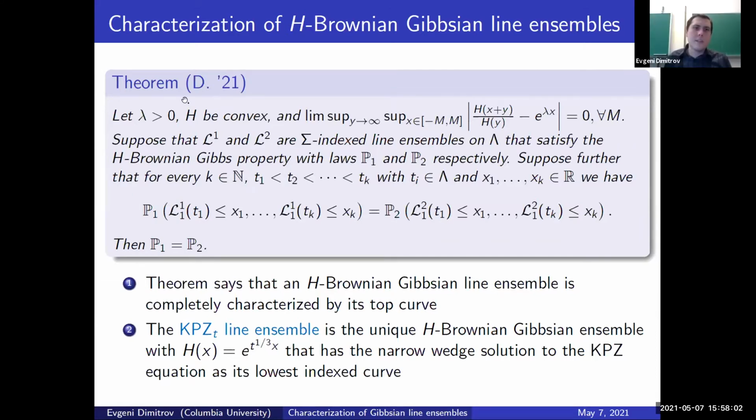So the convexity is more up for debate, but this one here, to me at least, is essential, at least for the argument that I have. The way that the theorem is proved is an inductive argument where you start from the top curve and you show sequentially that the next curves have to have the same matching laws for the two ensembles. Now, the way that you do this is you build observables that are measurable with respect to the top curve and somehow probe the second one.